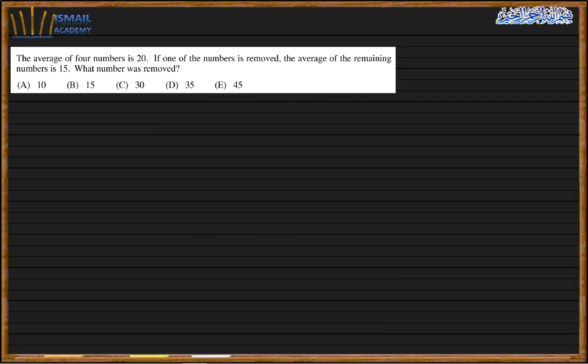Next question. So the average of 4 numbers is 20. If one of the numbers is removed, the average of the remaining numbers is 15. So I will remove this one. I will have A plus B plus C over 3 is 15.